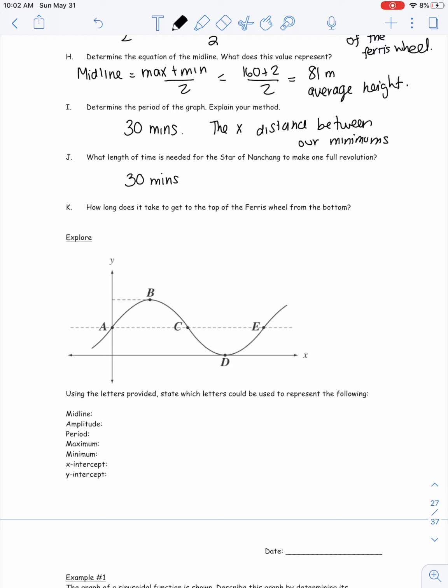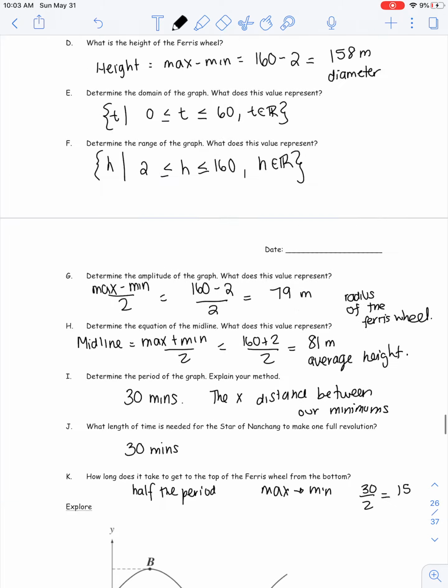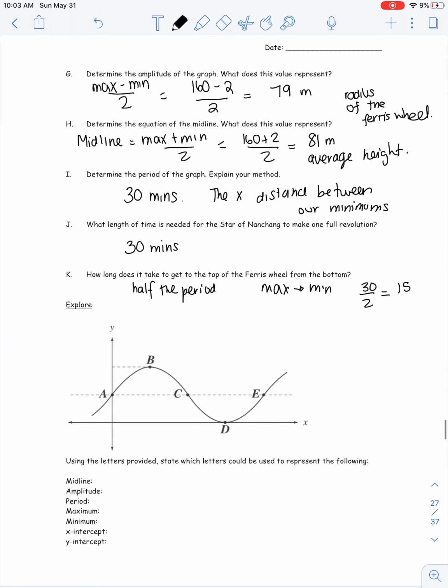And now how long does it take to get from the top of the Ferris wheel to the bottom? So this is half the period. Anytime you want to go from a max to a min, or a min to a max, the distance that it will take along the x value will be half the period. So 30 divided by 2 is 15. So it's going to take 15, and we're in minutes. So 15 minutes to get from the lowest point to the highest, or from the highest to the lowest.